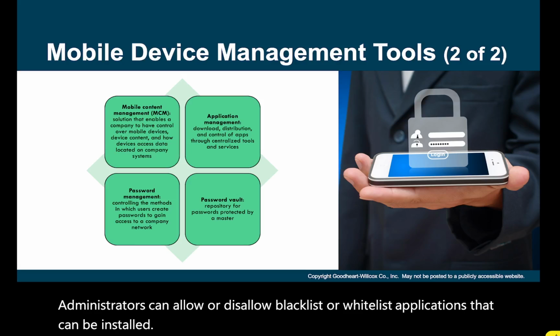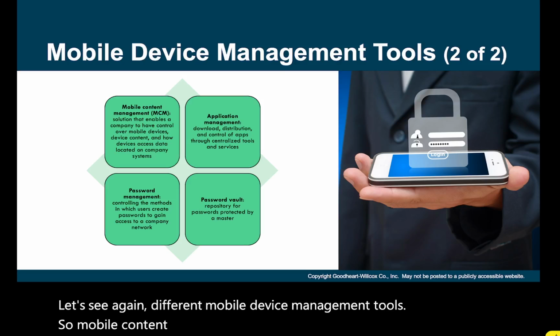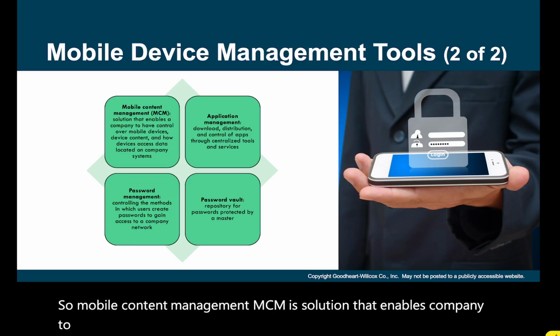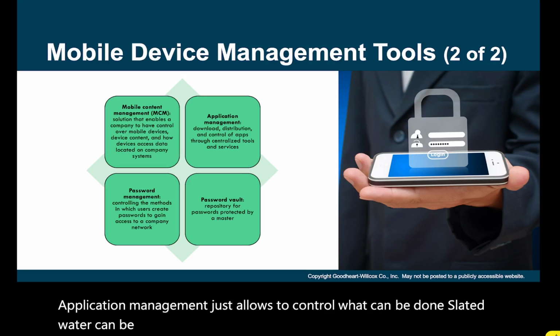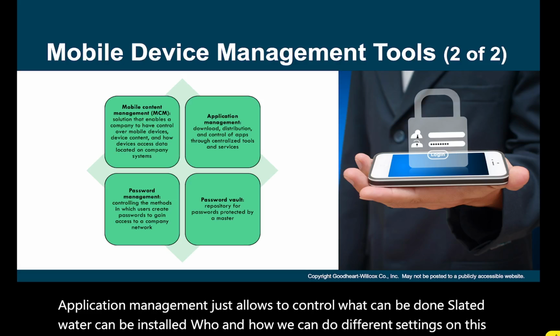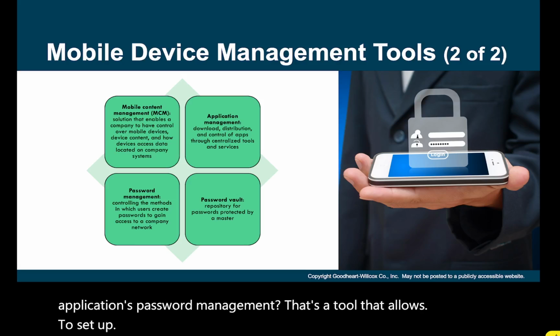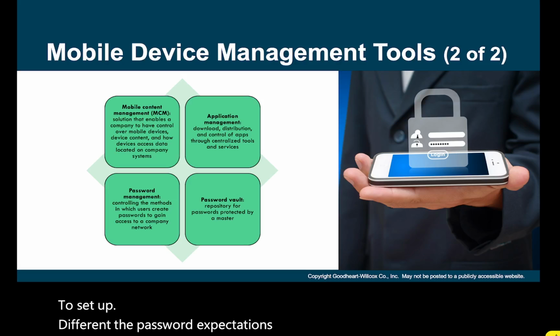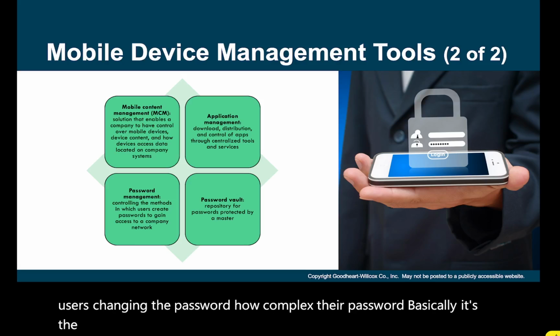Let's look again at different mobile device management tools. Mobile content management, MCM, is a solution that enables a company to have control over mobile devices and their content. Application management allows us to control what can be downloaded, what can be installed, and how we can do different settings on these applications. Password management is a tool that allows us to set different password expectations, to control how often users change their password and how complex their password is. Basically, it's the password policies for mobile devices.